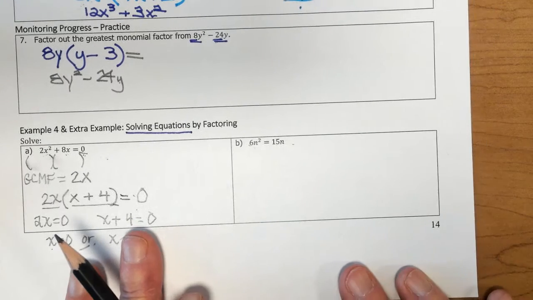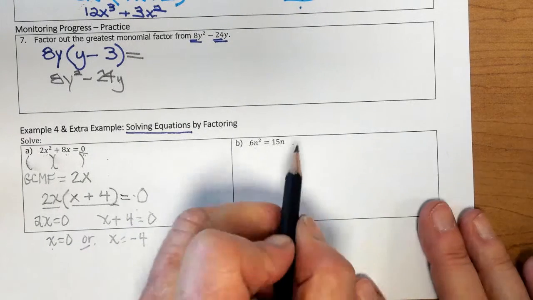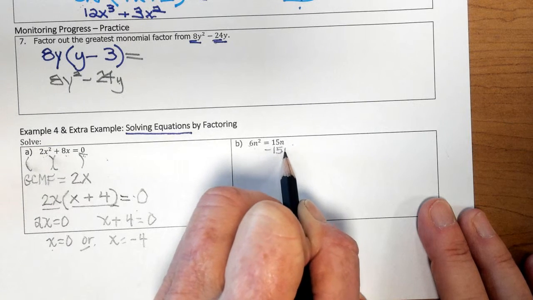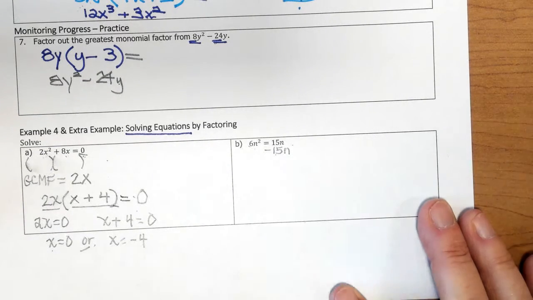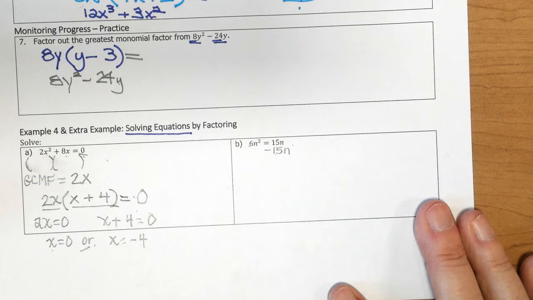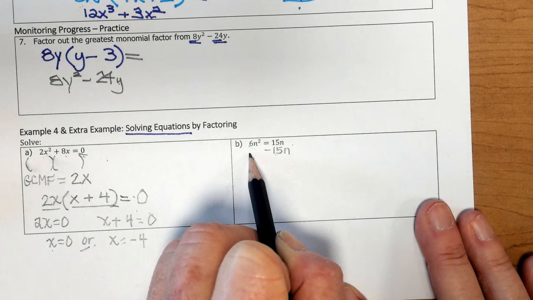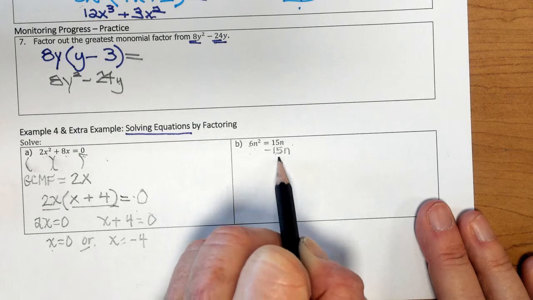So what can I do here? Well, let me show you. What happens if I take 15n away from this side? What's 15n minus 15n? Well, that's 0. And remember, in algebra, whatever I do to this side, I have to do to the left-hand side. I need to keep it balanced.